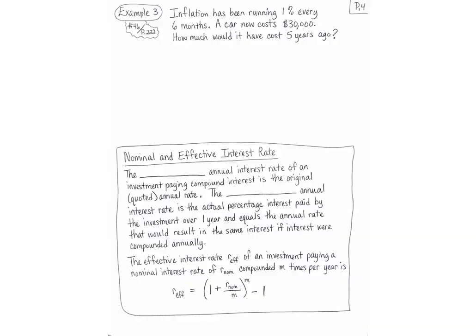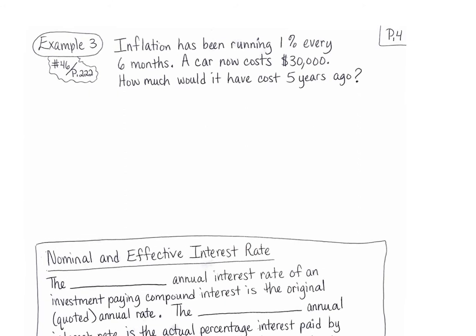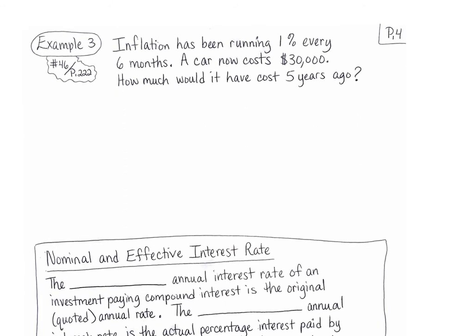Let's look at another example. Example 3. Let's talk about inflation. Inflation has been running 1% every 6 months. A car now costs $30,000. How much would it have cost 5 years ago? So again, we're wanting to find P. P is equal to F divided by the quantity 1 plus I raised to the nth power. Here we know that F is equal to $30,000 because that says what a car now costs.